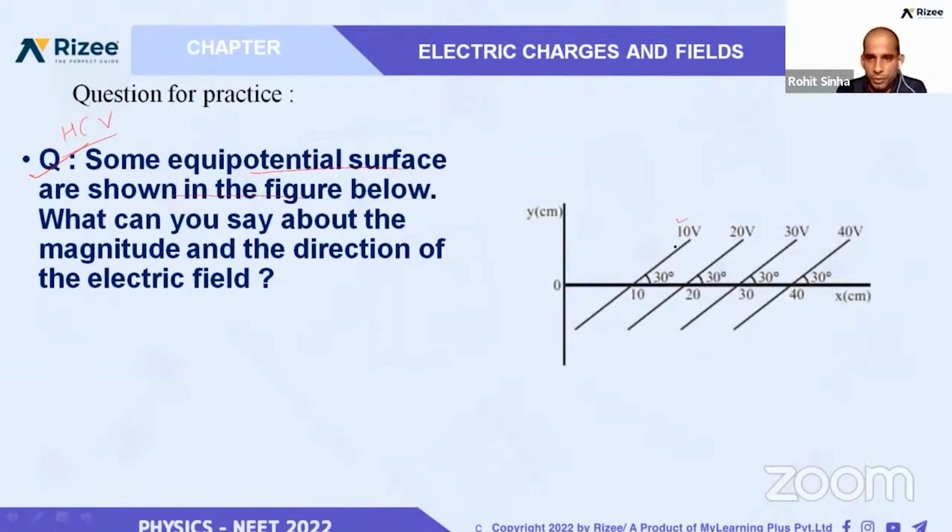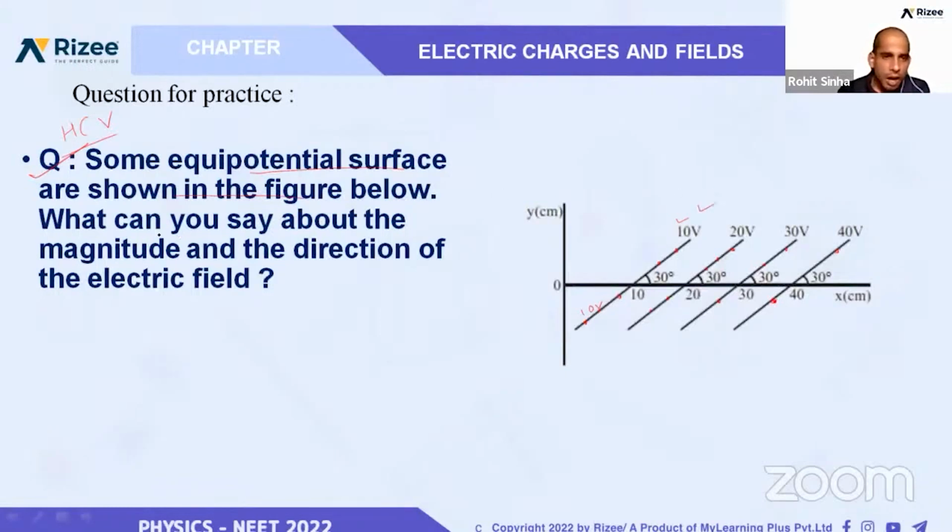These are equipotential surfaces because at any point on this line, on this surface, potential will be 10 volt only. And for this line also, at any point, potential will be 20 volt only. Here, at each point, potential will be 30 volt. At each point, potential will be 40 volt, like this. So, it is telling that they are equipotential surfaces.